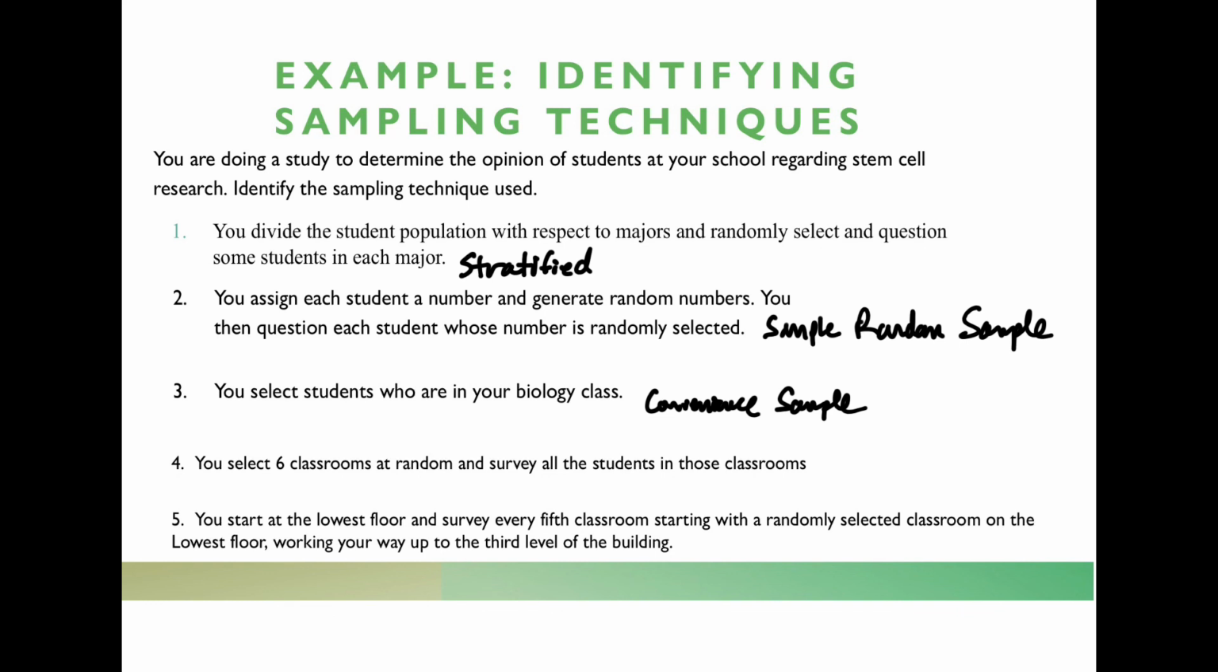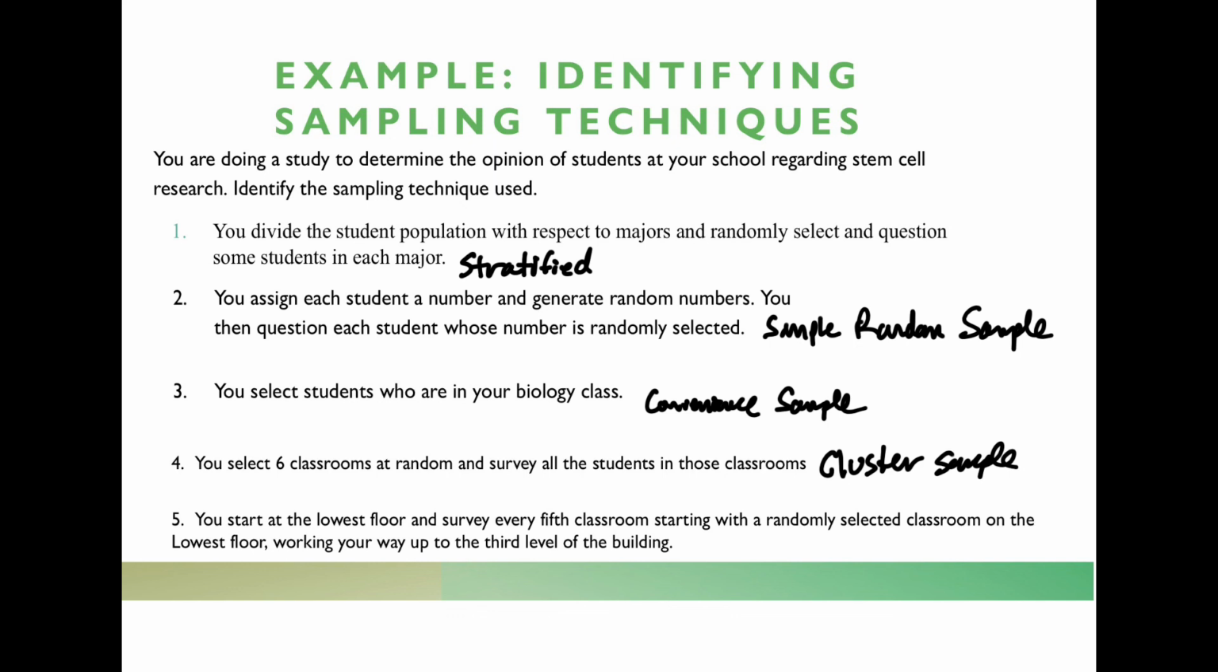Number 4, we select 6 classrooms at random and survey all the students in those classrooms. So out of all the classrooms on campus, we select 6 of them, and then we administer a survey to all the students in those classrooms. This is the cluster sample. We divided them into groups, and then we randomly chose groups and targeted everybody within those groups. So it's a targeted census, in a sense.